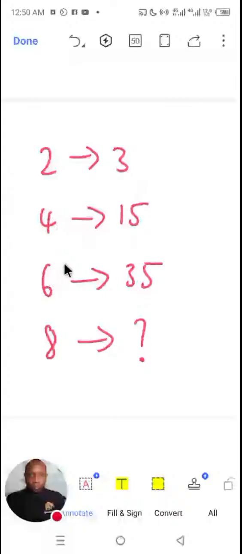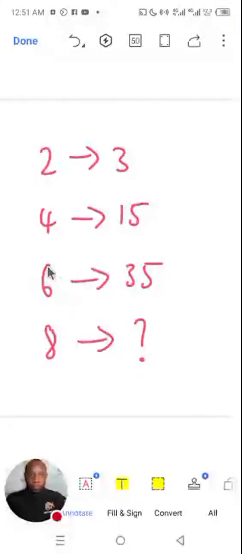Look at the third one. 6 raised to the power of 2 is 36, and 36 minus 1 is 35.